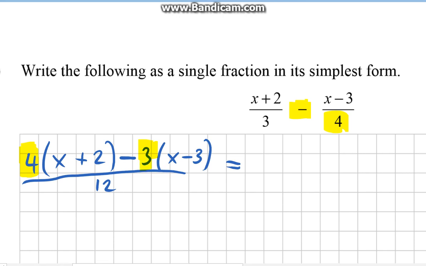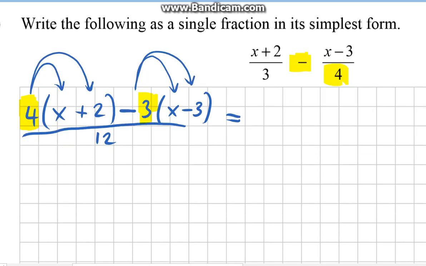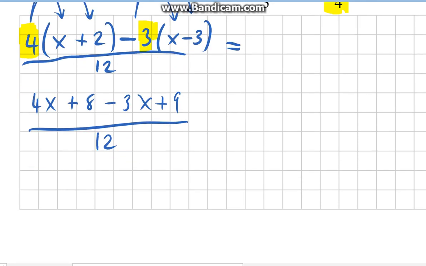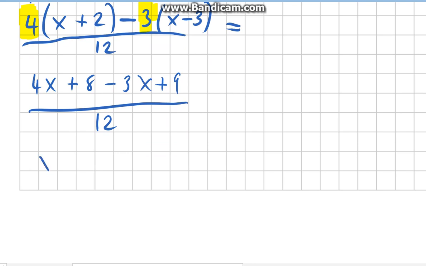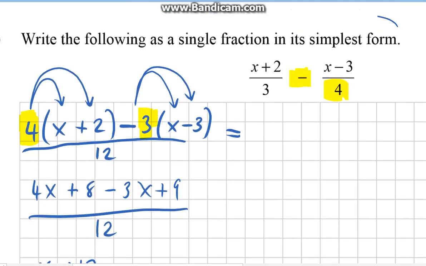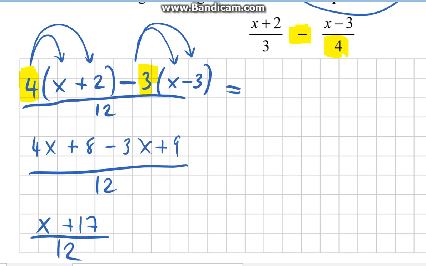Okay, so the 4 is multiplying by this bracket, it's stuck to it, so it multiplies by both terms in the bracket, and the minus 3 is doing the same here. So this will give us 4x plus 8 minus 3x plus 9, be careful of your signs, all over 12. Like with like, so that will give us 1x, or x, plus 17, all over 12, and we cannot simplify it further, and all it asks us was to write in its simplest form.